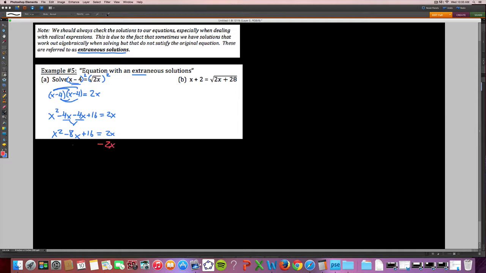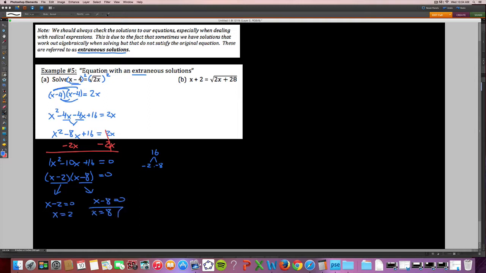Using our method from polynomials, we clear a side and get 0 on that side. I take the 2x away from the x's to the first, so I get negative 10x, plus 16. Factoring, this is a trinomial with an a value of 1, so we need two factors of positive 16 that add up to negative 10: negative 2 times negative 8. So our factors are x minus 2 and x minus 8 equals 0. Setting each factor equal to 0, we get x equals 2 and x equals 8. I'm going to put a box around both of these and write solutions, question mark.